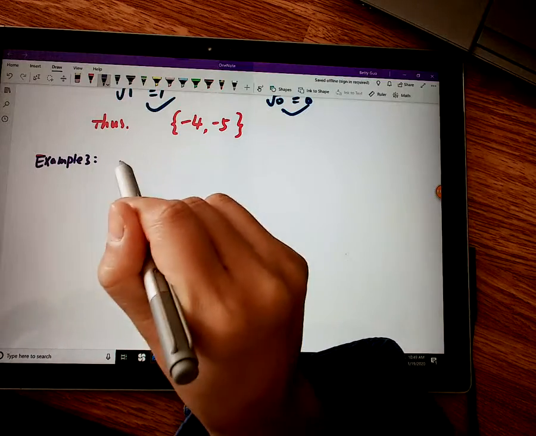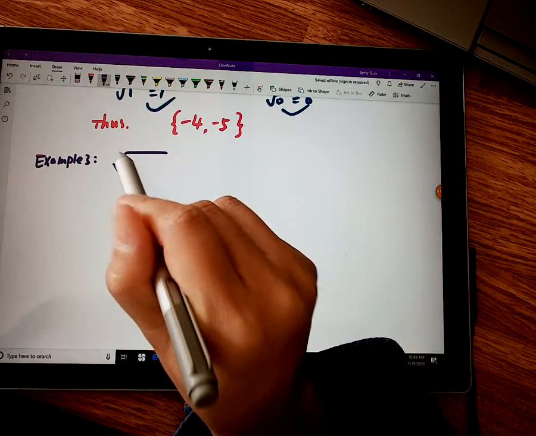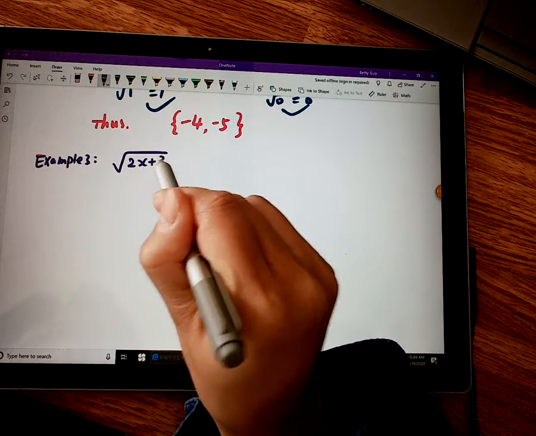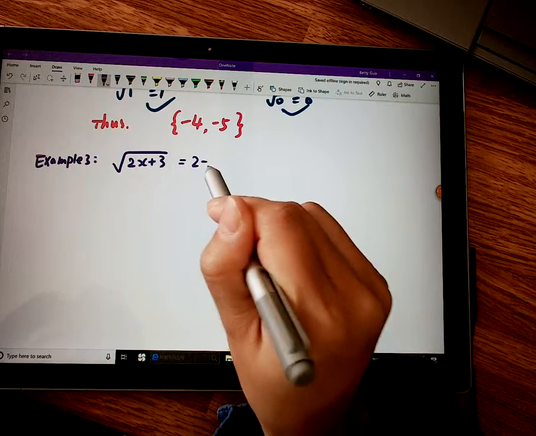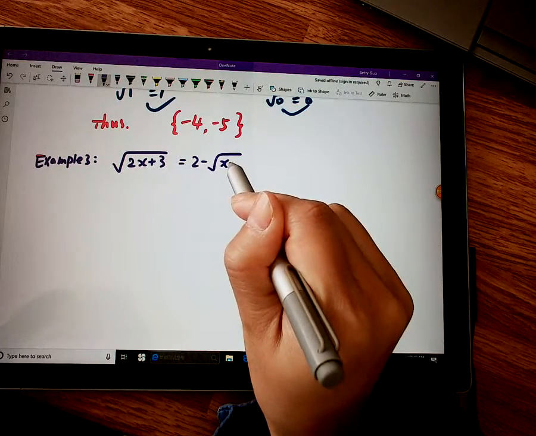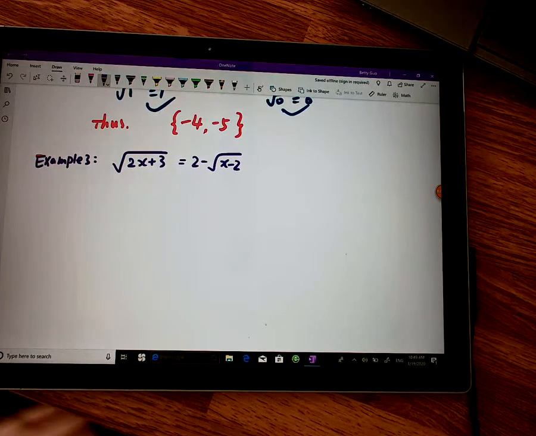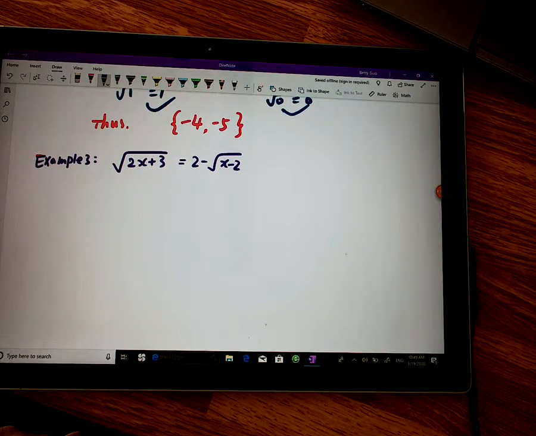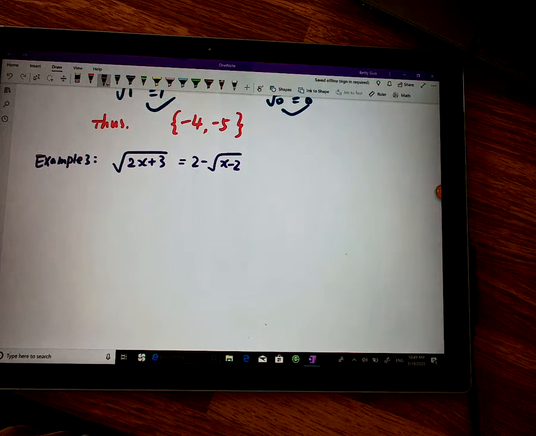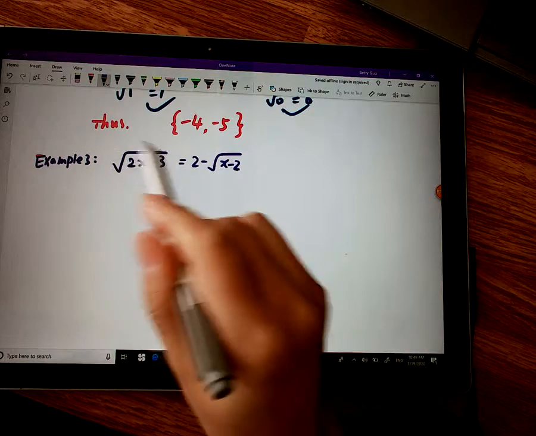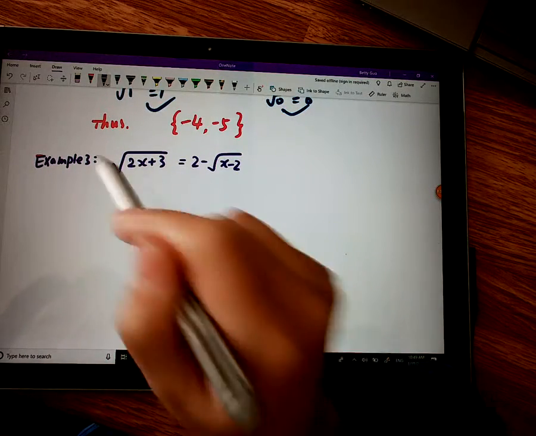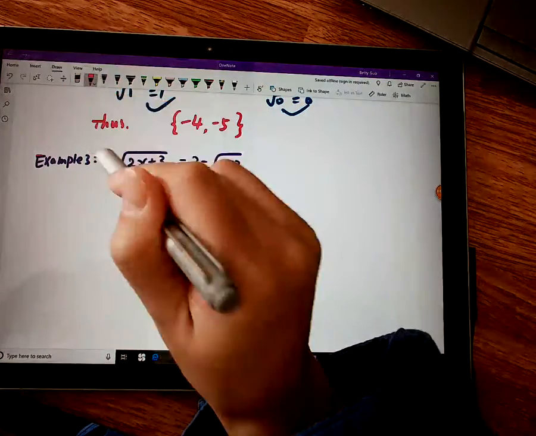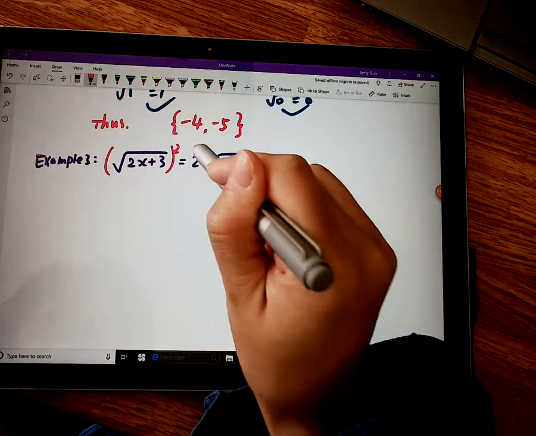How about this time, I'm going to give you two radicals in the equation. Square root of 2x plus 3 equals 2 minus square root of x minus 2. Okay, look at the guideline. What's the first step? Isolate one of the radicals. This radical is already isolated, right? On the left-hand side. So we're going to raise both sides to the power of 2.